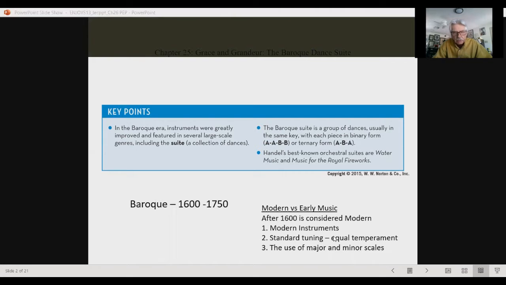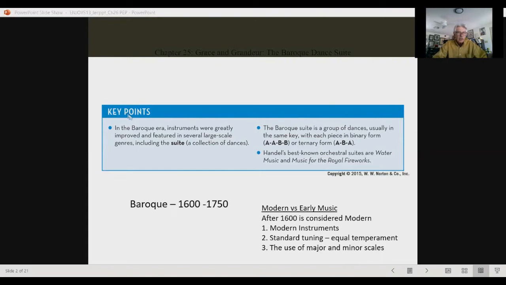And of course, the second thing is standard tuning is applied after 1600, equal temperament, we call it, where they used a mathematical comparison of the pitches to make it so that you could play in all of the keys on the piano and it would sound equally good and not start to sound bad because you're using black keys. And the third thing is the use of major and minor scales, because before 1600, the Renaissance and the Middle Ages used what we call church modes, or modal music. It may have some major and minor that we can compare it to, but typically it's not necessarily major or minor. So after 1600, we say it's modern music because of three things: modern instruments, standard tuning, and the use of major and minor scales.